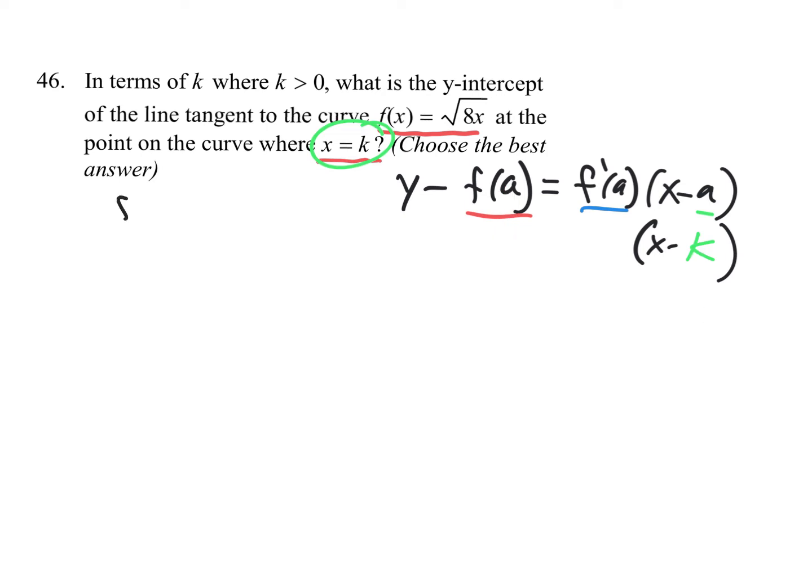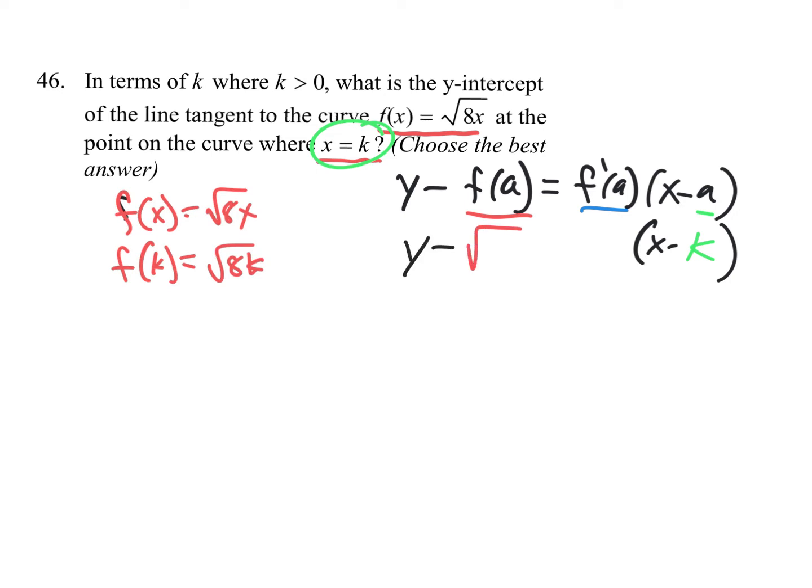Let's do that in red. They already told me that f of x equals the square root of 8x. So f of k would just be the square root of 8k. That's all there is to that. So that's y minus the square root of 8k.